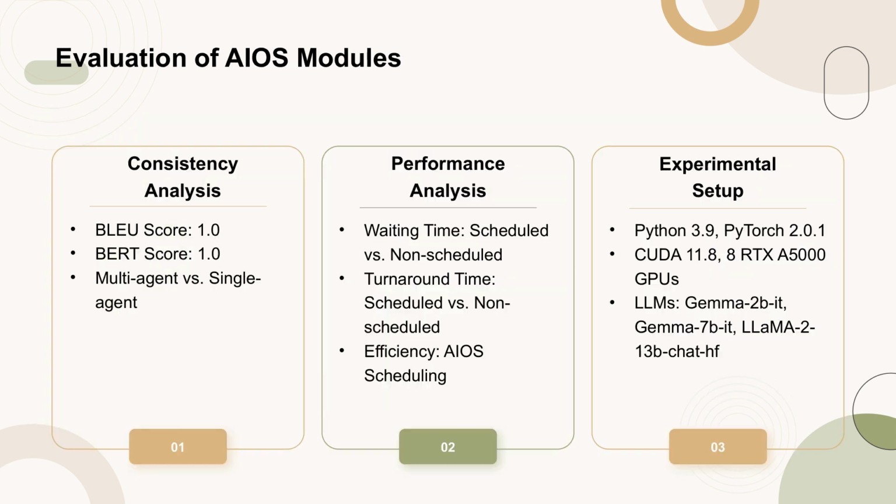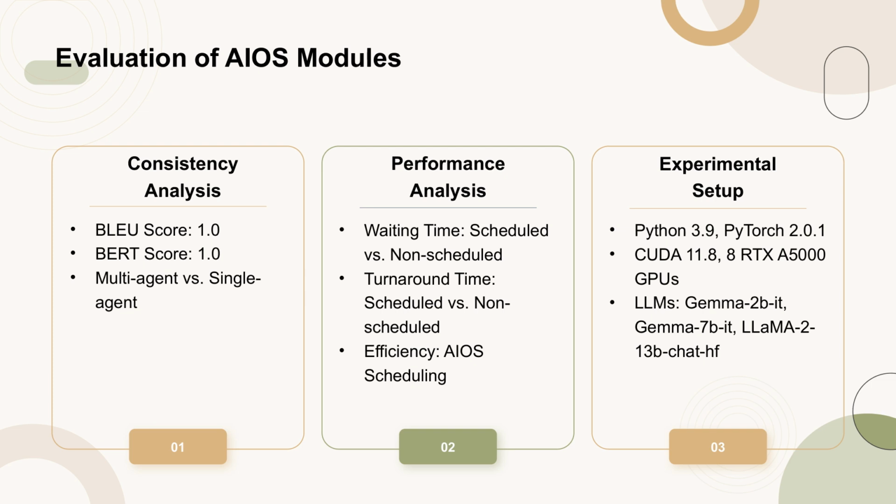In this section, we evaluate the correctness and performance of AIOS modules with multiple agents running in parallel. We focus on 2 main aspects: consistency and performance. For consistency, we use BLEU and BERT scores to compare the outputs of multi-agent and single-agent configurations. The results show perfect alignment with scores of 1.0 for both metrics. This indicates that our design effectively supports concurrent multi-agent operations.